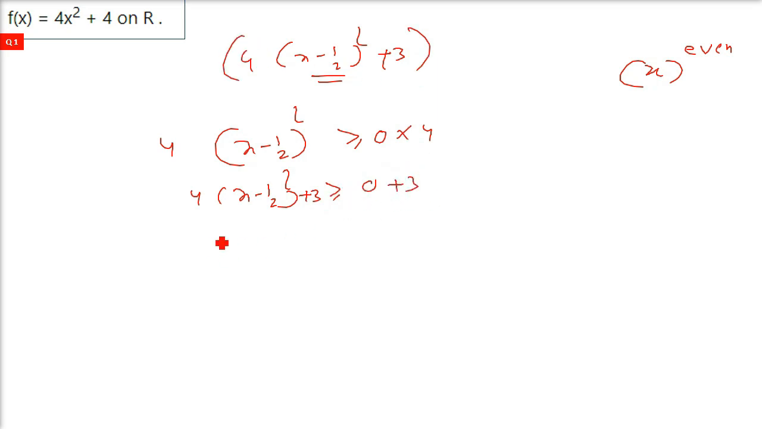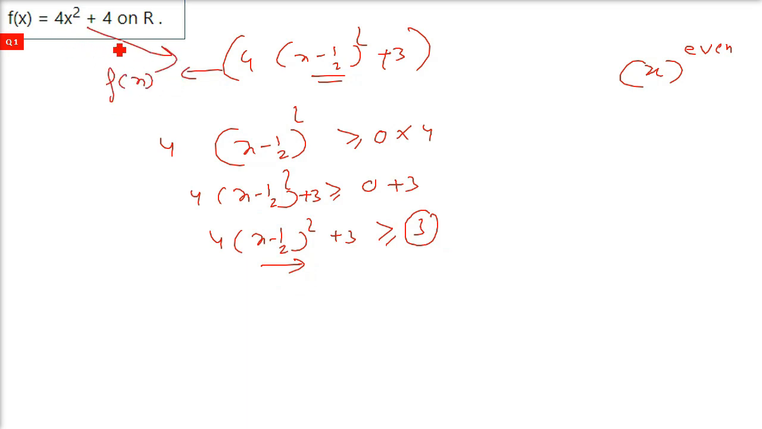So when you add 3 on both sides, on the left you have the actual function. It was originally 4x square minus 4x plus 4, but we have made it as 4 into (x minus half) whole square plus 3. And this is greater than or equal to 3. So f(x) was the original function. We didn't change it at all. We just made a perfect square out of it so that we can get certain things out of it, minimum and maximum. So 4x square minus 4x plus 4 is nothing but 4 into (x minus half) whole square plus 3, which is greater than or equal to 3. So f(x) is greater than or equal to 3.